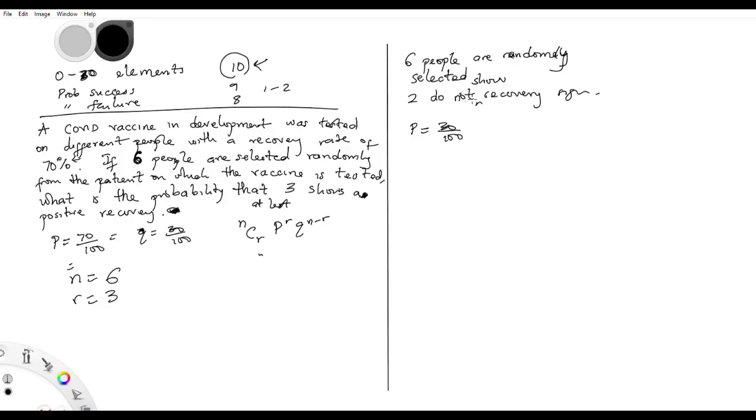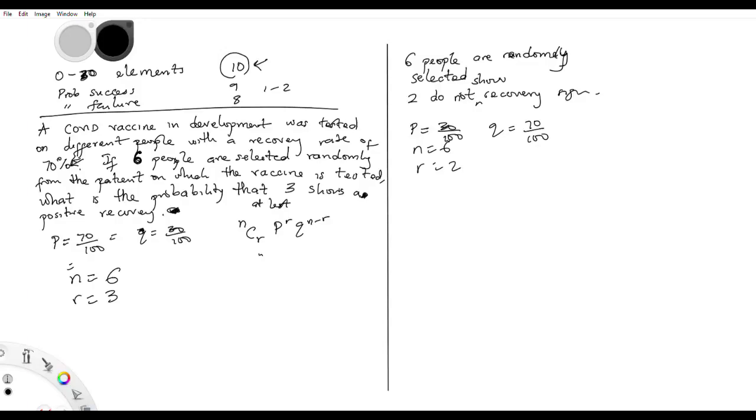But if the question is what's the probability that 2 show recovery signs, or 2 recover from the vaccine, then the event is 2 recovering. We were told that this is the recovery rate, 70%. So P will be 70%. But if the event is 2 not recovering, then the success of not recovering is 30/100. Now, what's the failure of not recovering? Failure of not recovering means recovering, and that's 70%. I hope you understand. So the rest still stays, and it goes that way.